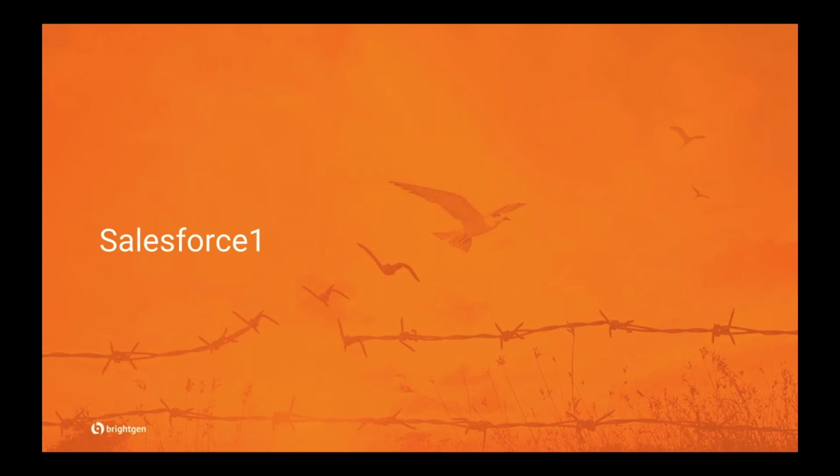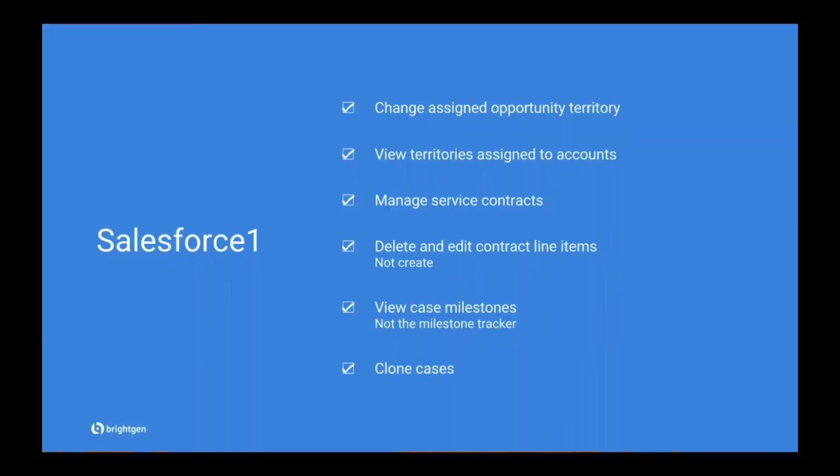Next, Salesforce 1. So, a number of changes to Salesforce 1, most of which have caveats against them. You can change the territory assigned to an opportunity record, and you can view the territories assigned to an account, but you cannot change the territories assigned to an account. You can manage service contracts, and you can delete and edit contract line items. However, you can't create them. You can only manage the ones that are already there.